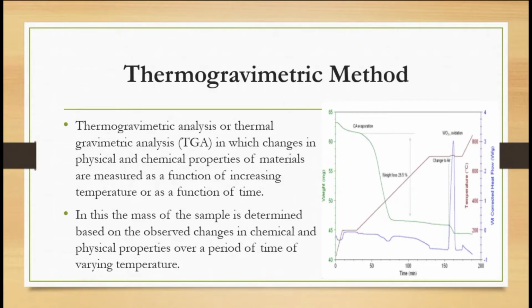And the last one is the thermogravimetric method. Thermogravimetric analysis or thermal gravimetric analysis is one in which changes in physical and chemical properties of materials are measured as a function of increasing temperature or as a function of time. In thermogravimetric analysis, or TGA, a sample is continually weighed while heating as an inert gas atmosphere is passed over it. I'm sorry I don't have any picture to show and elaborate on the topic of the thermogravimetric method.